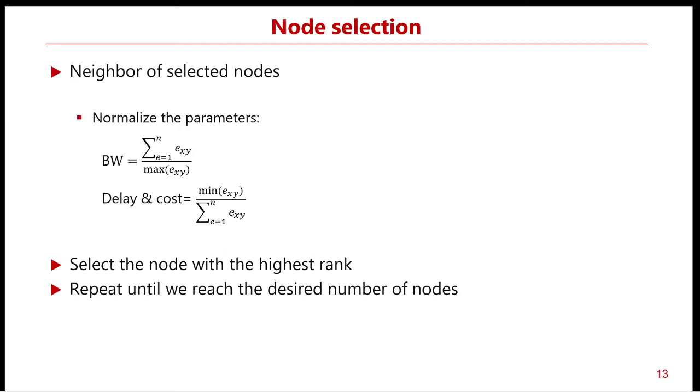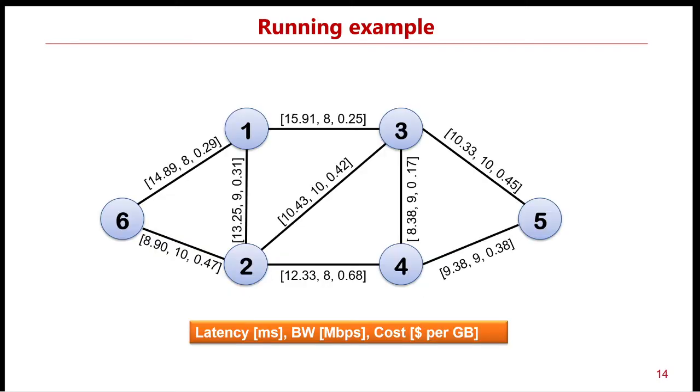Now we need to select a subset of nodes to add to the currently selected nodes. We will use the neighbors of current nodes to select further nodes. To do so, we normalize the parameters. In this case, we don't need to find the average since we are interested in checking the neighbors of the current node. We do the normalization for bandwidth and cost and select the node with the highest rank as the next node. We repeat this procedure until the desired number of worker nodes or locations have been selected.